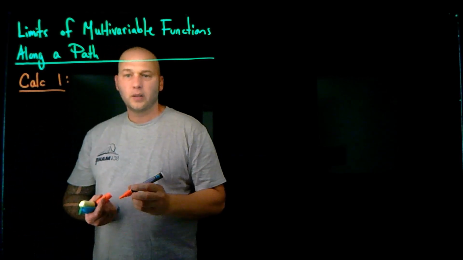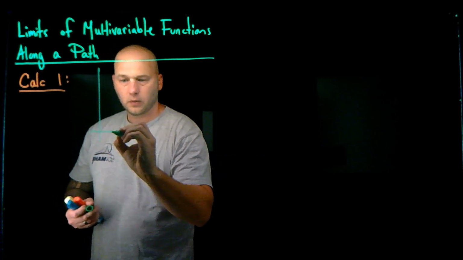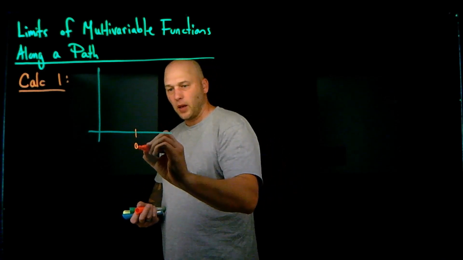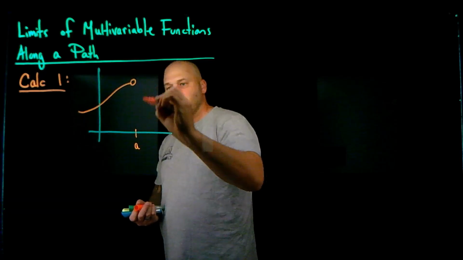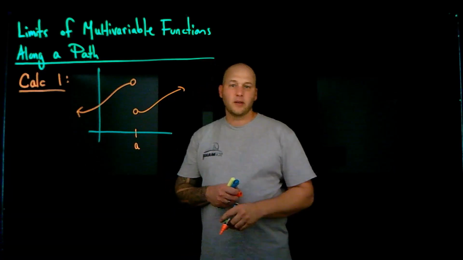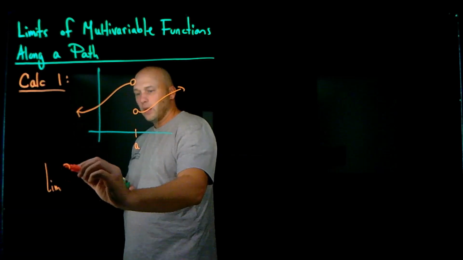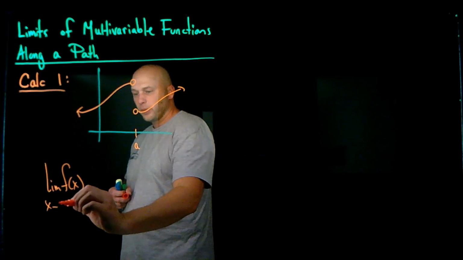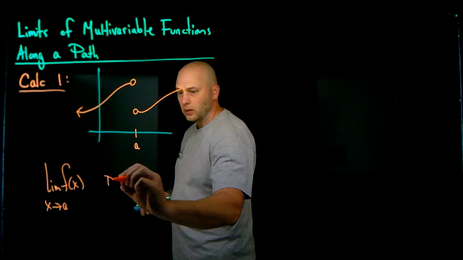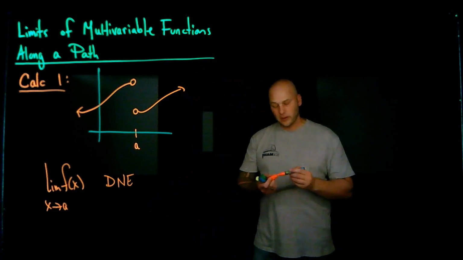Suppose I had the following scenario. I've got a graph of a function where, let's say at x equal to a, I have this and then I've got that. So I have what's called a jump discontinuity, right? If I wanted to look at the limit of f of x as x approaches a, well, that limit does not exist because the left-hand limit and the right-hand limit are different.